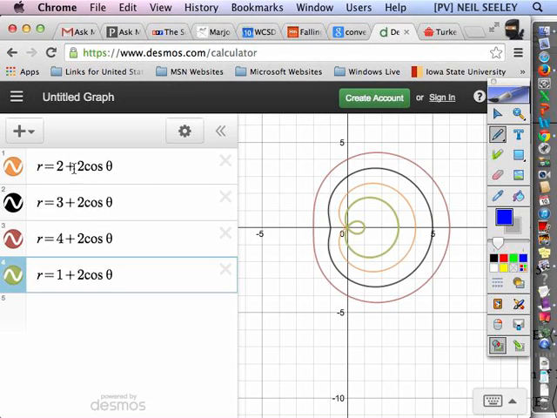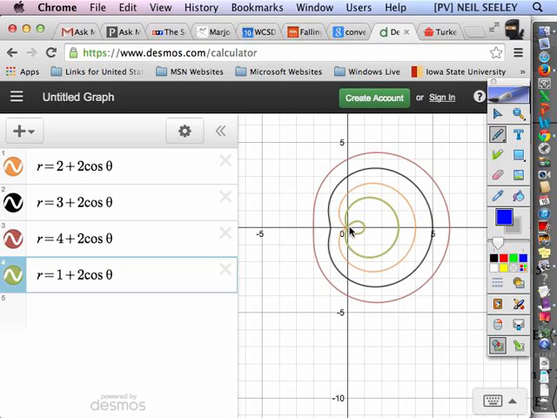In the orange graph, the maximum radius would be 4. So if you look at the orange graph, it goes all the way out to 4 on the one end. The minimum radius is 0, and you notice it touches at the origin. On the black graph, the maximum radius would be the sum of 3 and 2 is 5. There it is. The minimum radius is the difference between those, which is 1.